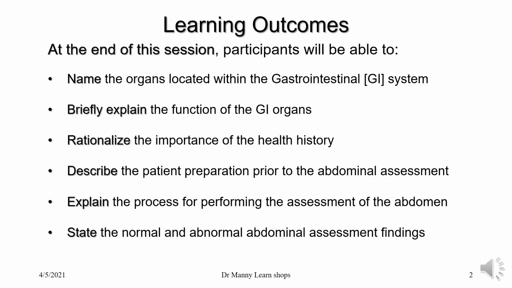Now, the learning outcomes for this session are that you should be able to name the organs located within the gastrointestinal system, briefly explain the function of each of the gastrointestinal organs, rationalize the importance of a health history, describe the patient's preparation prior to the abdominal assessment, and explain the process for performing the assessment of the abdomen, and finally to state the normal and abnormal abdominal assessment findings for the specific conditions mentioned.